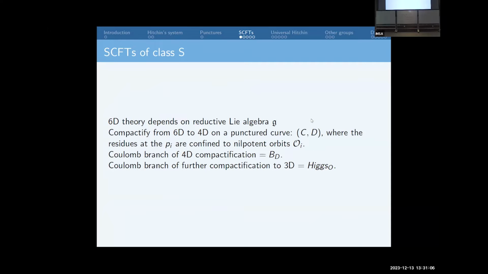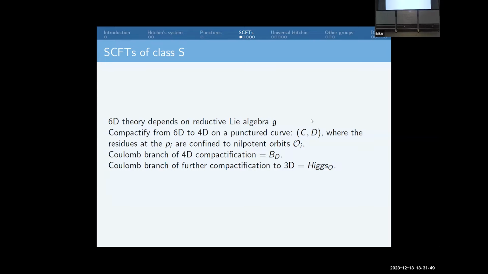So one current interest in these things comes from the superconformal field theories of class S. These start with the six-dimensional theory, which depends on very little. It depends only on the algebra, reductive G. But then you can compactify from 6 dimensions to 4 dimensions on a 2-dimensional real thing, which is a surface or curve. So you choose additional input of the curve C and a bunch of points D, and the residues at the points are confined to nilpotent orbits. So this is something that as mathematicians might seem a little strange. Why do you restrict to nilpotent orbits?